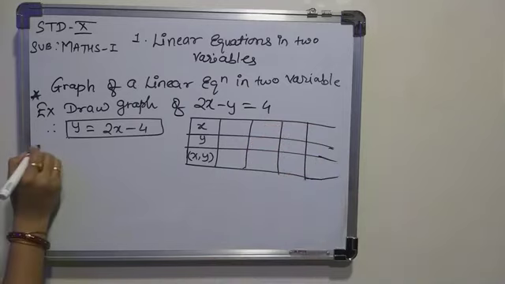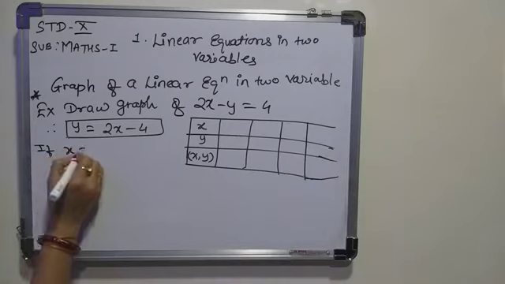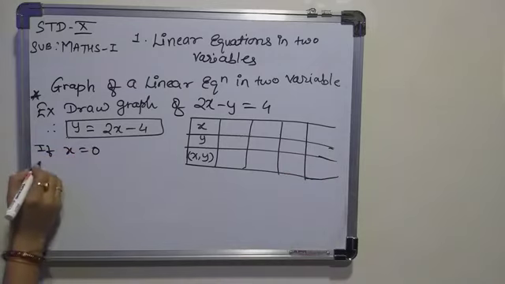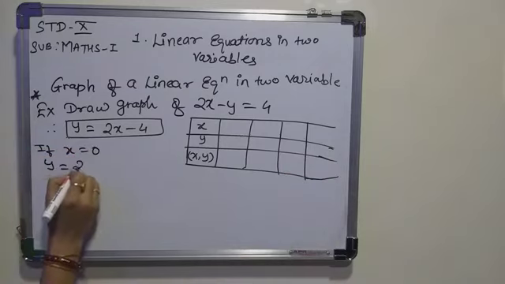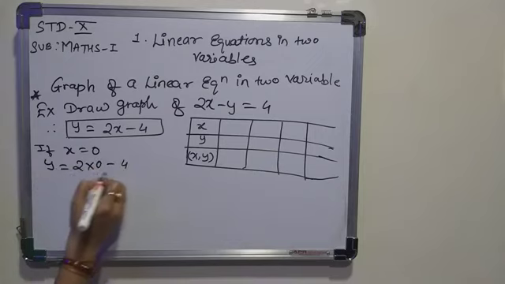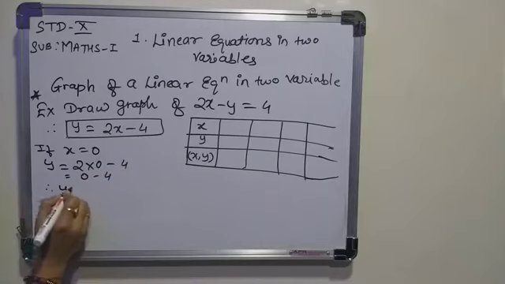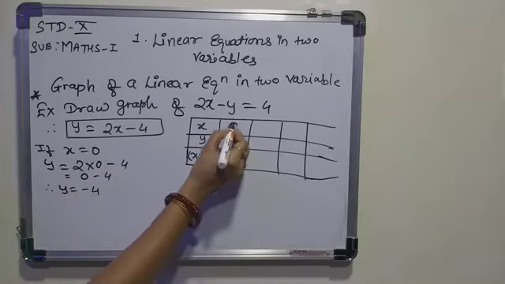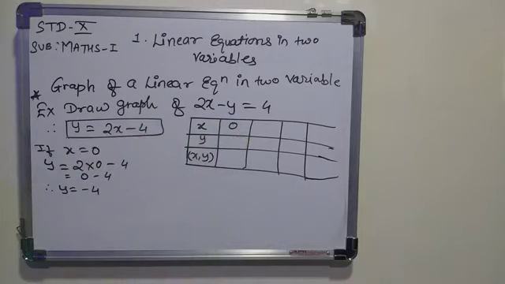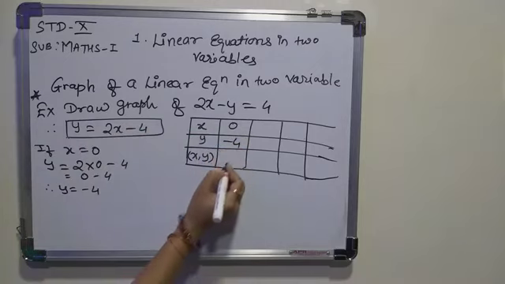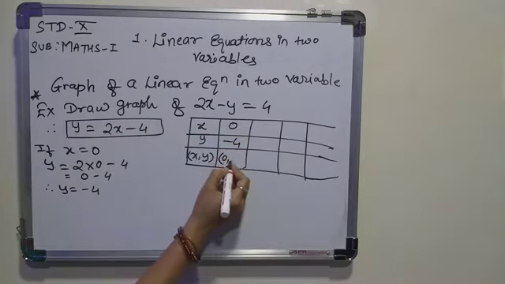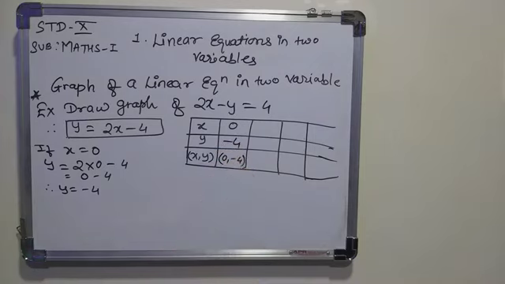Suppose if x is equal to 0, then what will be your y value? y is equal to 2 into 0 minus 4. 2 into 0 is 0. So 0 minus 4, y is equal to minus 4. It means what? When you assume the x value as 0, you will get y as minus 4. So your ordered pair will be 0 and minus 4.